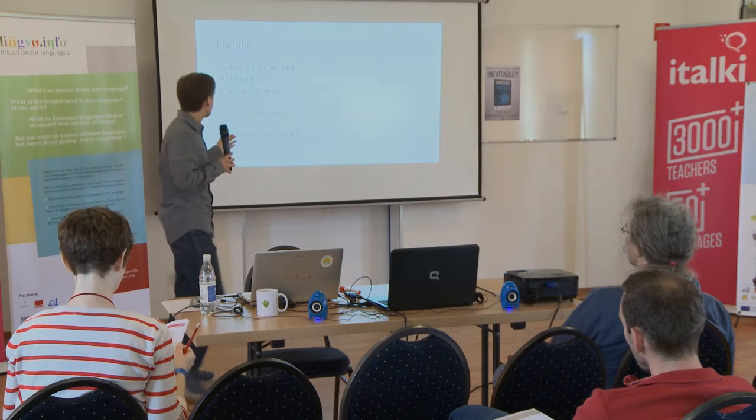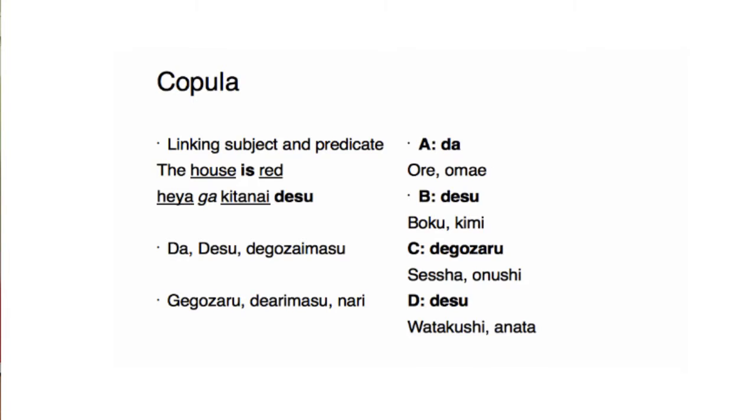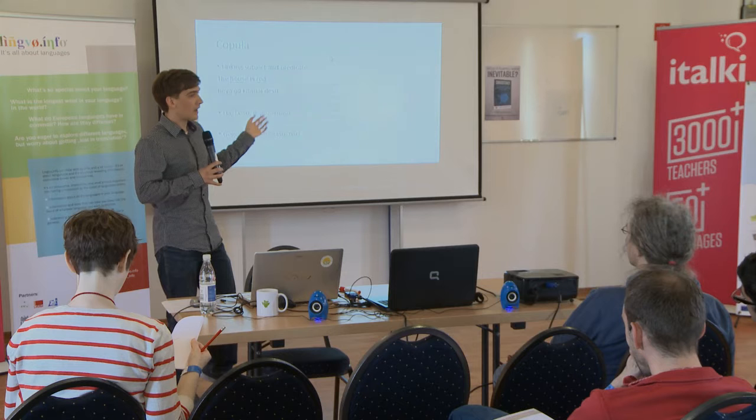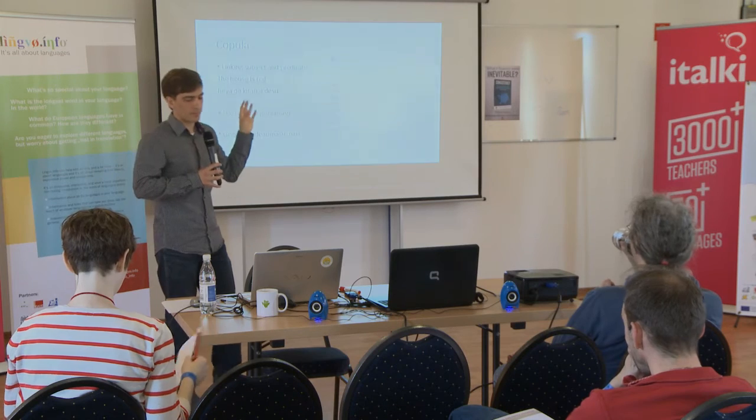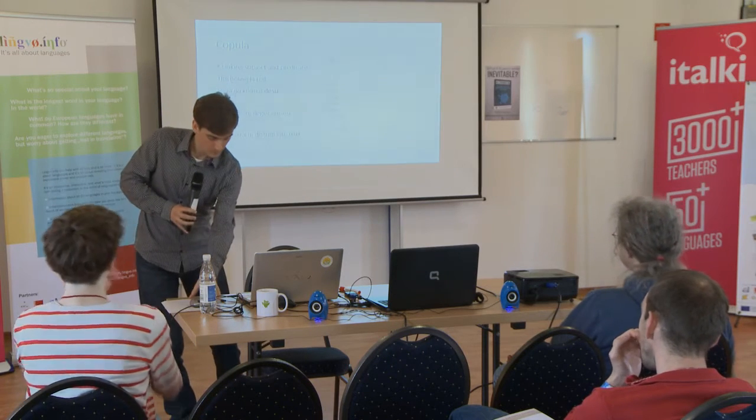And because it's hard to see, I'm going to repeat these at once. So with A character, we got da, ore, omae. With B, we got desu, boku, kimi. The gosaru is sesha, the gosaru, onushi. And D, desu, watashi, anata. And these characters would not use words from the other categories. They're going to say like that.